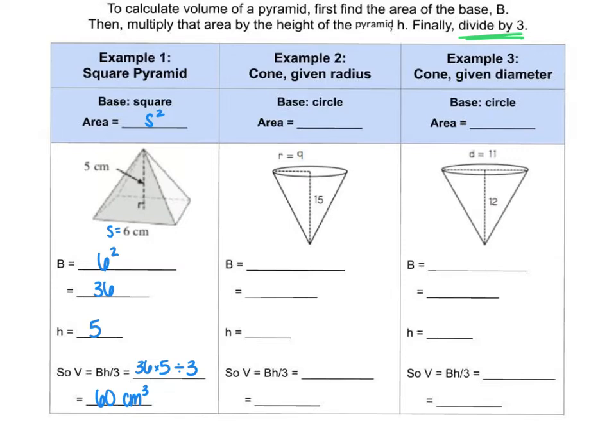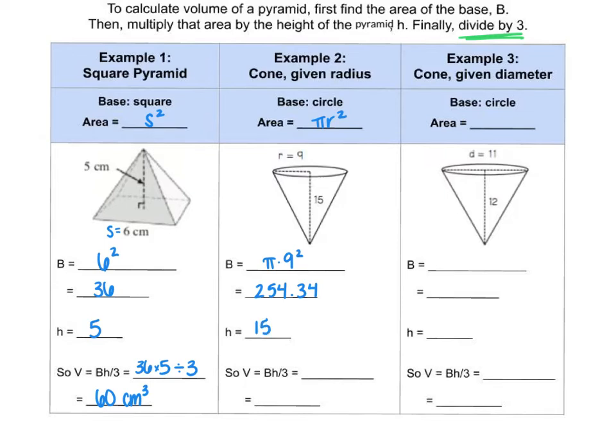So next, let's talk about cones. Cones are circular pyramids, so its base is a circle. The area of a circle comes from pi r squared. So in this first cone, I'm given the radius of 9. So to find the area of that circle, I'm going to be doing pi times 9 squared. I'm going to be using 3.14 for pi. So 3.14 times 9 squared gets me an area of 254.34 for that circle.